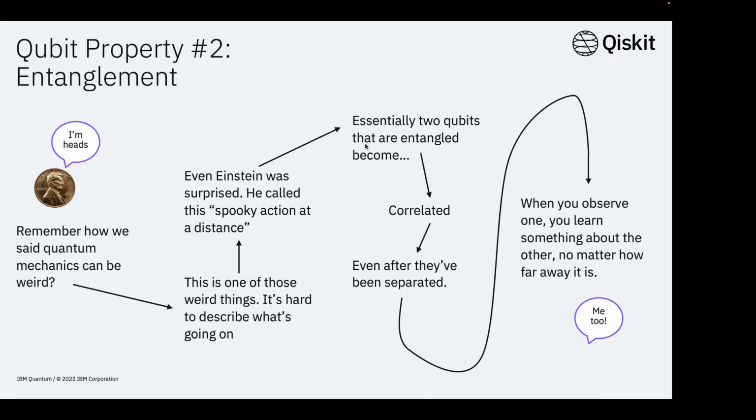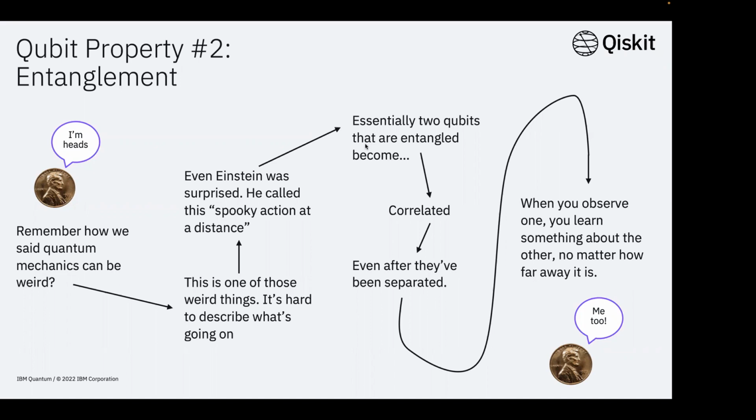what this essentially means is if you take 2 qubits and entangle them, they become correlated in such a way that even if we separate the qubits by millions of miles, like if I keep 1 qubit in the United States and 1 qubit in India, when you observe one, you learn something about the other, no matter how far it is. So the other coin will also say me too. One will be heads and the other will be heads or tails, based on whatever technique you're using to entangle the qubits. This is one of the properties that is extensively used in quantum computing.